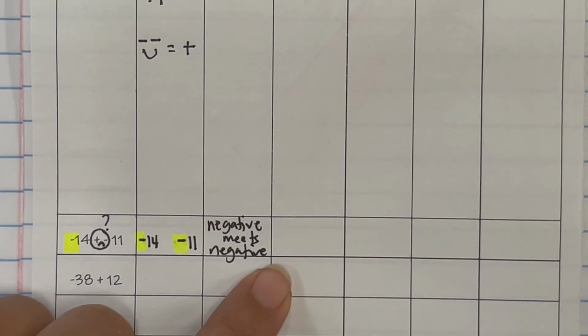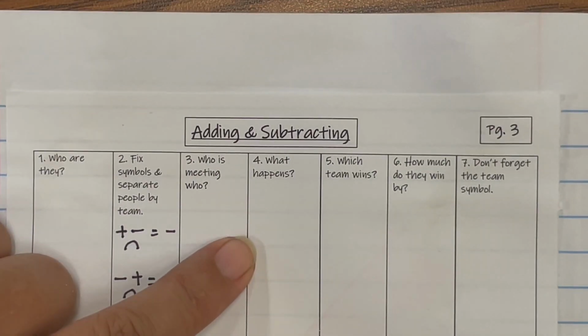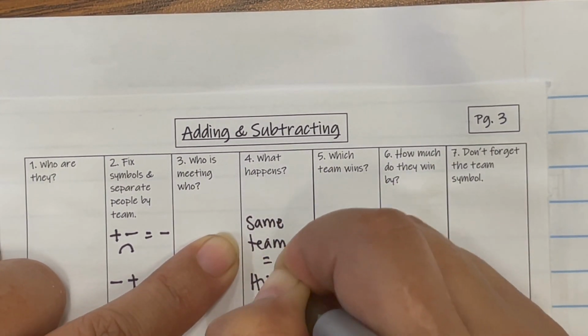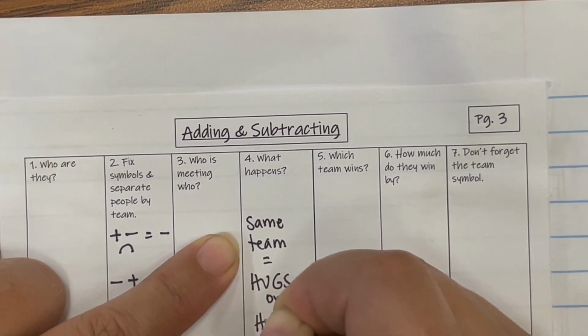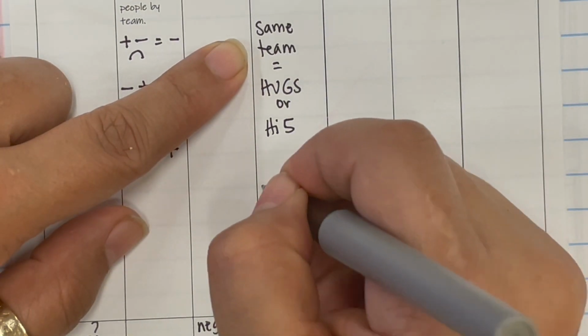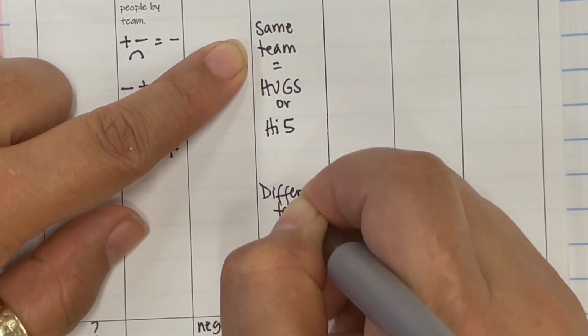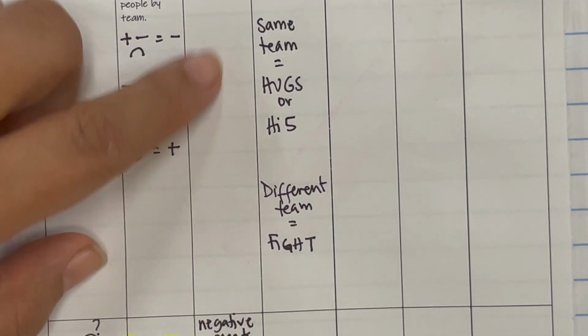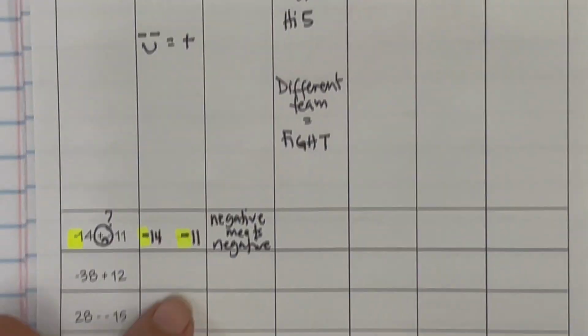Then you ask your next question, what happens when they meet? Well, when you meet someone in the same team as you, you're going to be happy. You're going to hug them or you're going to high five them. But if you meet somebody on a different team than you, you are going to fight them. You take no prisoners. So same team hugs, different fights.